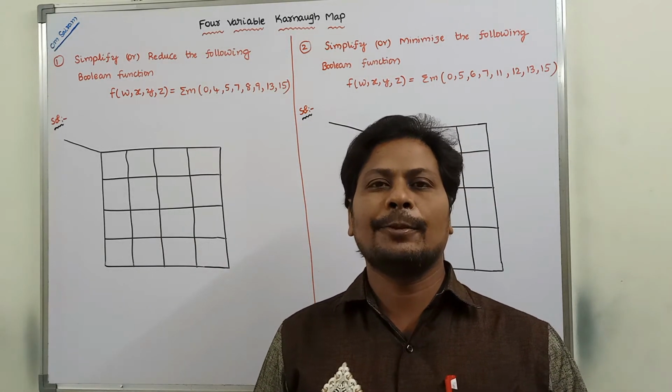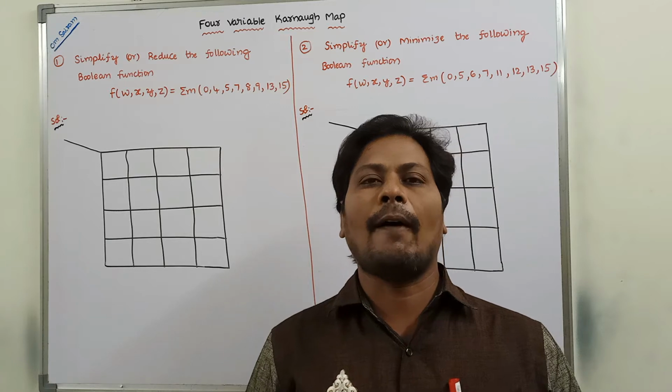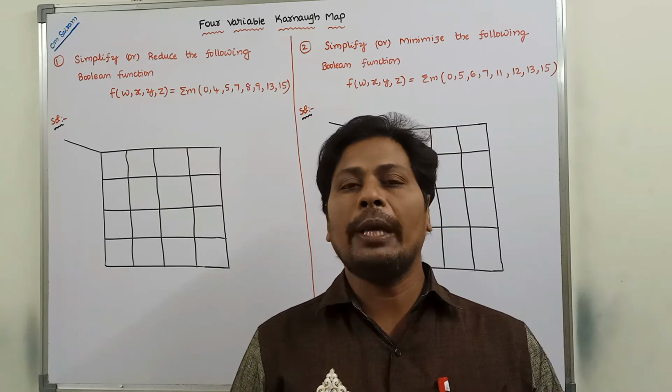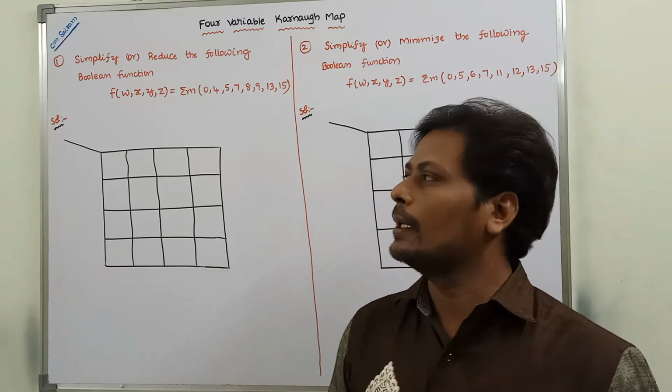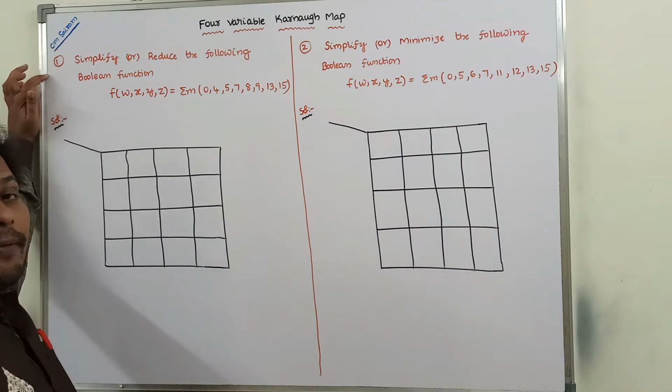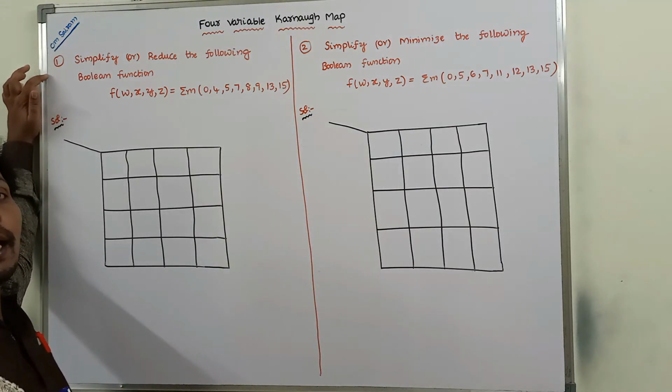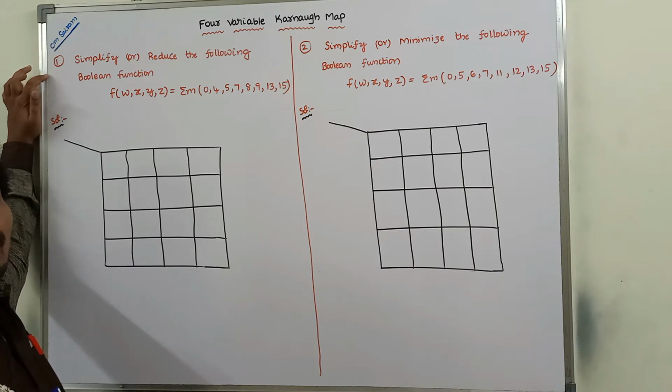Hi friends, today I am giving a lecture on simplifying the following Boolean functions using a 4-variable Karnaugh map. In the previous video we already discussed how to represent the minterms and maxterms in a 4-variable Karnaugh map. Now, in this video we have to solve how to simplify, reduce or minimize the following Boolean function using a 4-variable Karnaugh map.